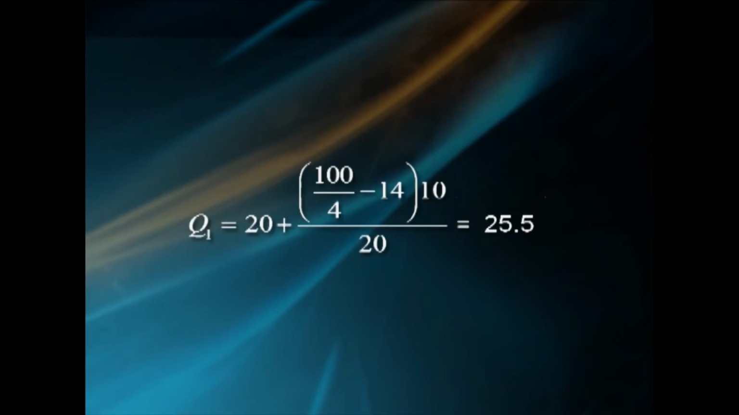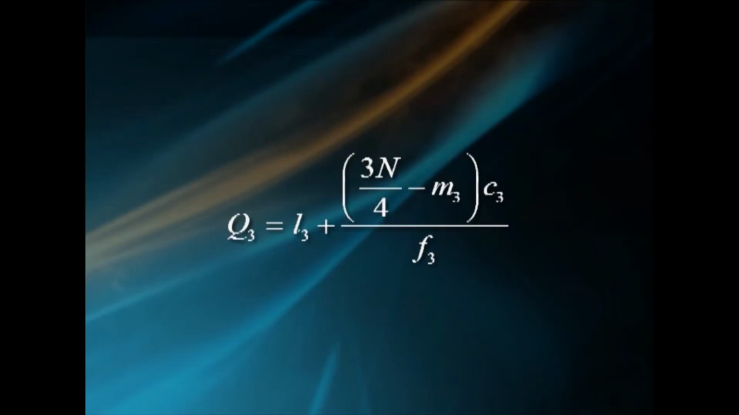First quartile Q1 equal to L1 plus (n by 4 minus M1) into C1 divided by F1. The n by 4th, that is the 25th observation, comes in the class 20 to 30. Then Q1 equal to 20 plus (100 by 4 minus 14) into 10 divided by 20, that is equal to 25.5.